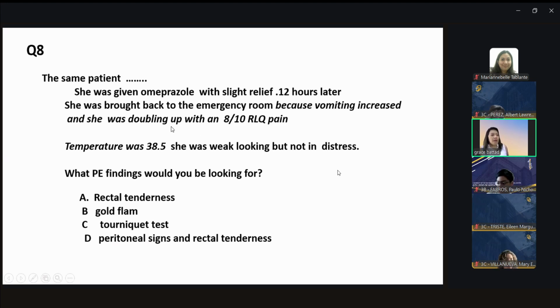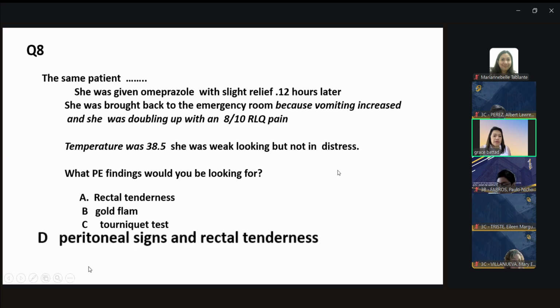So you might be changing your impressions already after the review of the profile. If you were there in the emergency room, what would you be looking for? Would you be looking for a gold flam test for kidney, tourniquet test for dengue? Would you do a rectal exam and look for other peritoneal signs? You'll be doing an extensive abdominal PE.